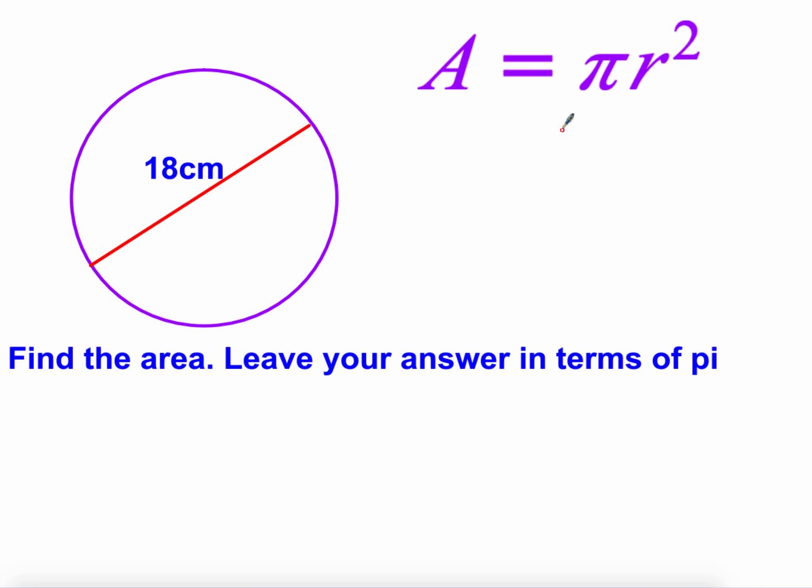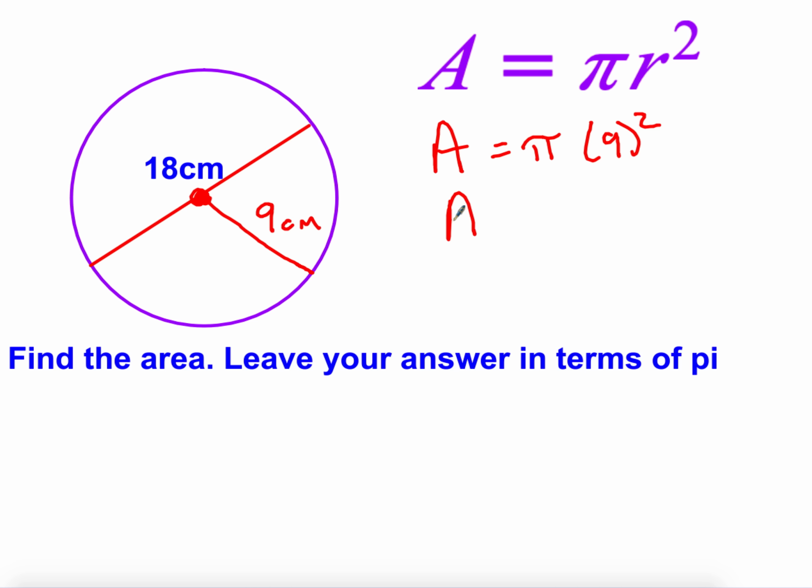Okay, I hope you tried it. This should be you hitting play again after you pause it and trying the problem on your own. So this is a diameter. I need to use my radius. So my radius is half of the diameter. We'll say that's the middle. My radius is half the diameter, so therefore my radius is only 9 centimeters. So my area is pi times 9 squared.